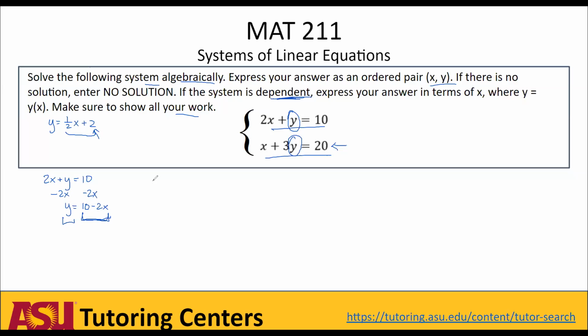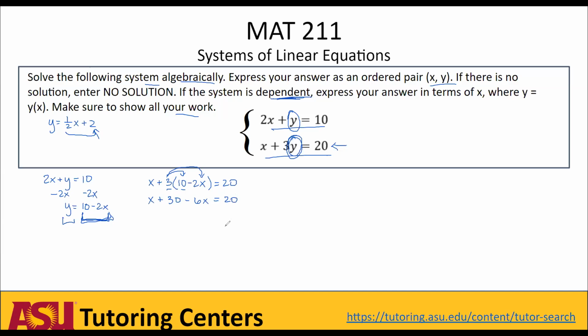So let's do that. So we have x plus 3, and now instead of writing y here, we're going to write 10 minus 2x. So that's 10 minus 2x, and then that all equals 20. In order to solve this for x, we first want to distribute our 3 across. So we're going to have x plus 3 times 10, which is 30, and then we have 3 times negative 2x, which is minus 6x, and that all still equals 20.